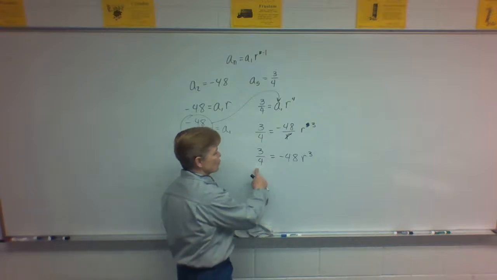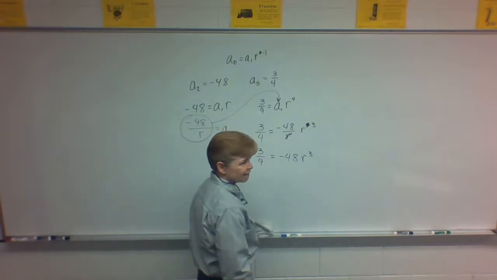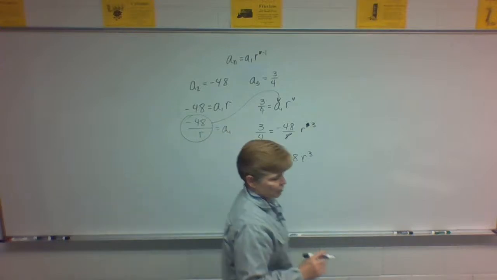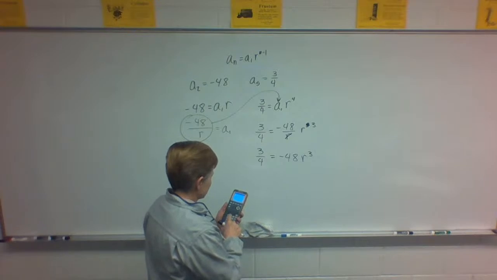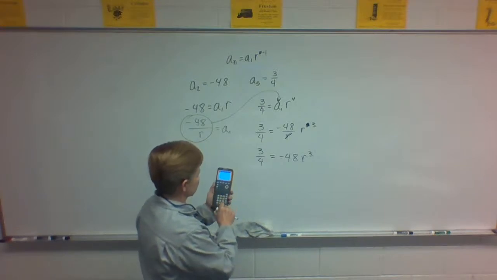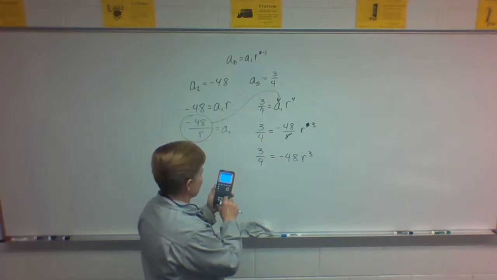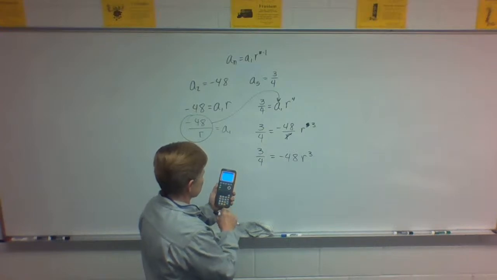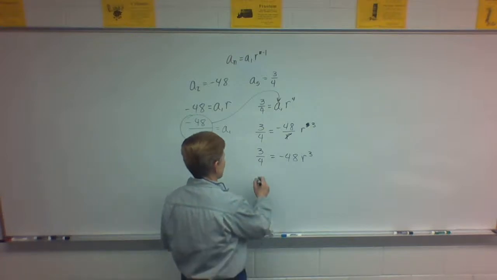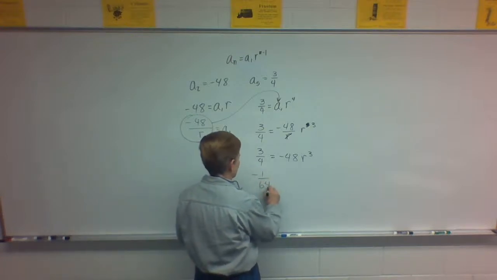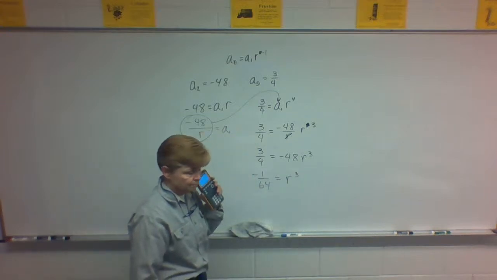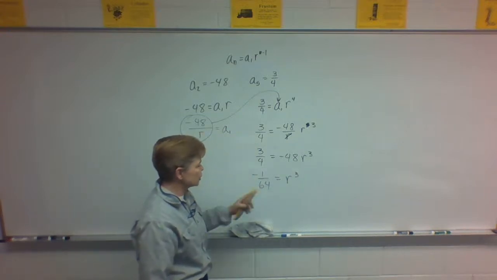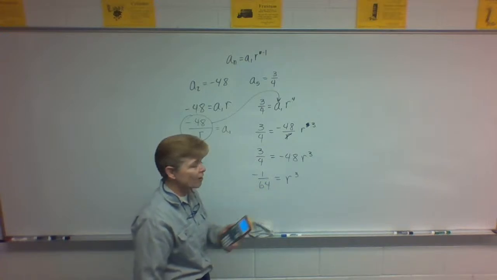Now we divide 3/4 by negative 48. That's 3 over 192, I think. What I'm going to do in my calculator is write parentheses 3 divided by 4, close it, divided by negative 48, enter, and then math, enter, enter. Negative 1 over 64. We're all able to make that calculation? Okay. Then I'm going to cube root that, because to get at that R, I've got to cube root both sides.